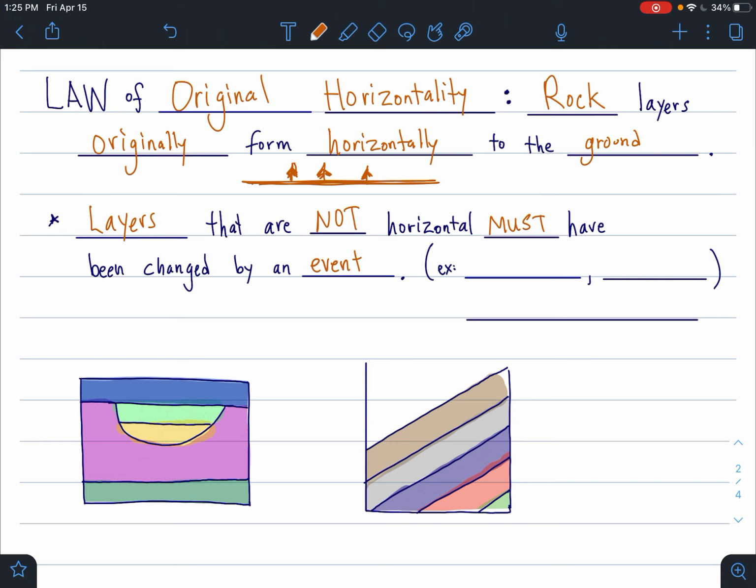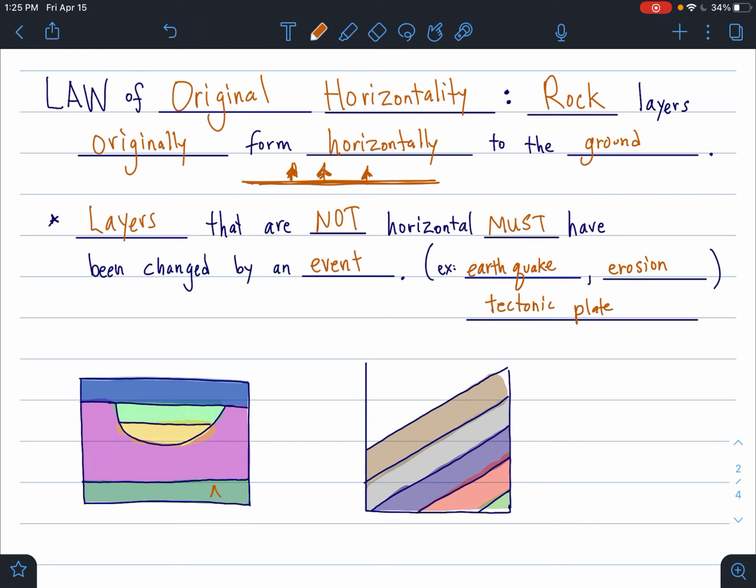And you might be familiar with some of these events. Some of these events could be something like an earthquake, or maybe even erosion, or the fact that our Earth's crust is moving over the magma that's below it, the asthenosphere. We could also have tectonic plate motion, which could cause those layers to not be horizontal. So let's take a look at these examples then.